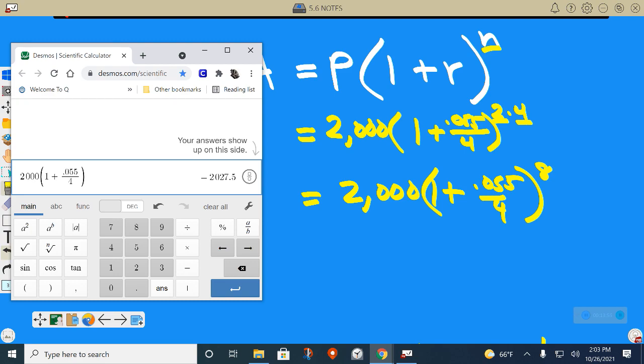And now to the 8th power. What am I going to press for the 8th power? Well, remember in warm-up? I'm going to press the A to the B power button, and it allows me to type in any exponent. So it's the 8th power. There it is.